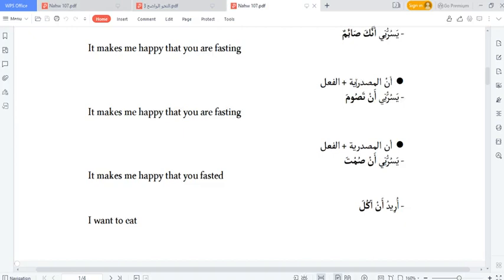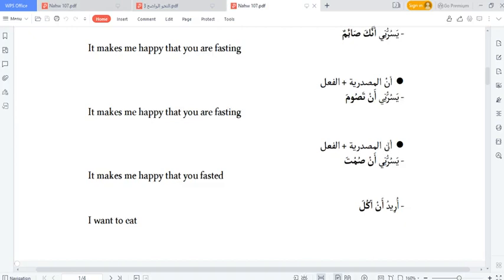Another type of masdar mu'awwal is that we should have an al-masdariyya plus fi'l, meaning jumla fi'liyya coming after it. An example of that is yasurruni an tasuma. So this is an masdariyya plus a jumla fi'liyya coming after it. So this combination gives us masdar mu'awwal. Yasurruni an tasuma means what? It makes me happy that you are fasting. So moving on.